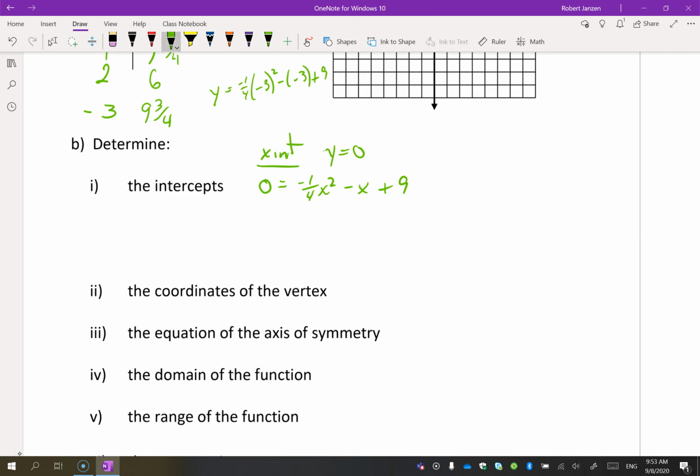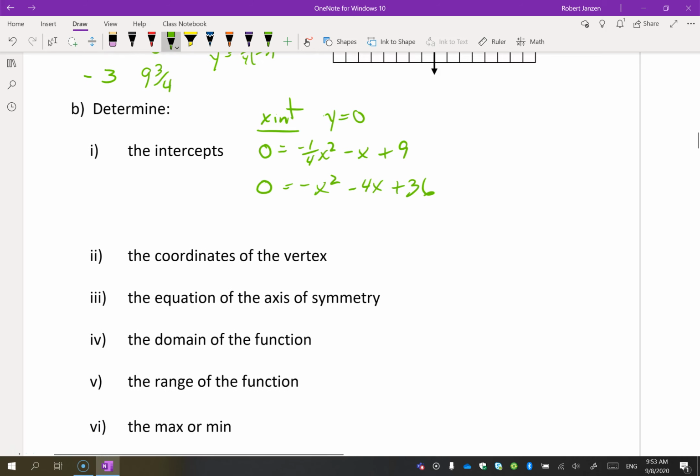Let's try by factoring. I'm going to multiply everything by 4. So I get this. And now I would like to see if I can factor that. Okay, I'm going to divide by negative 1 just to get me a positive. So x squared plus 4x minus 36. And now, wouldn't it be great if this factors? It doesn't look like it does.